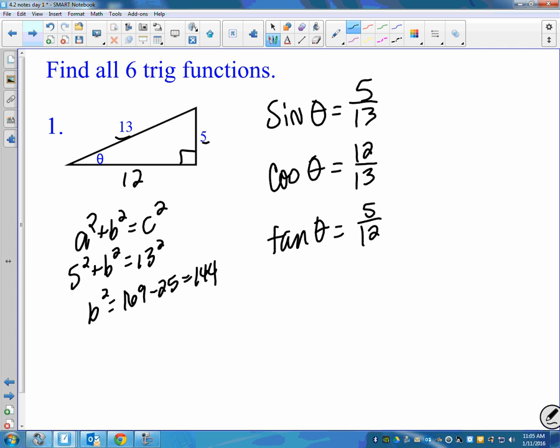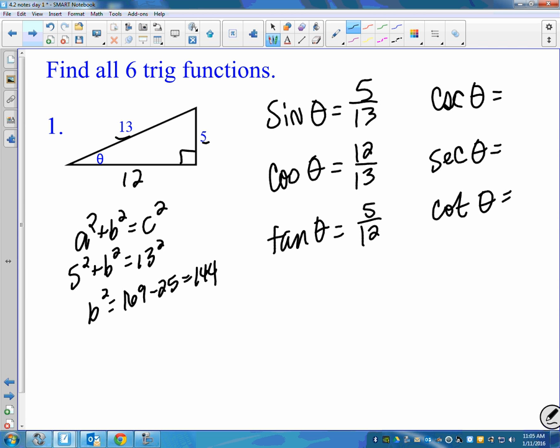For me, I always do these 3, and then I do the reciprocal functions without ever looking back at the triangle, which means the bad part about that is if I mess these up, I'm going to mess these up. But for me, it's just easier to remember. I'm just going to flip them over. Also, you have to remember which ones go together. So, cosecant goes with sine, and secant goes with cosine. So cosecant, secant, and then cotangent.